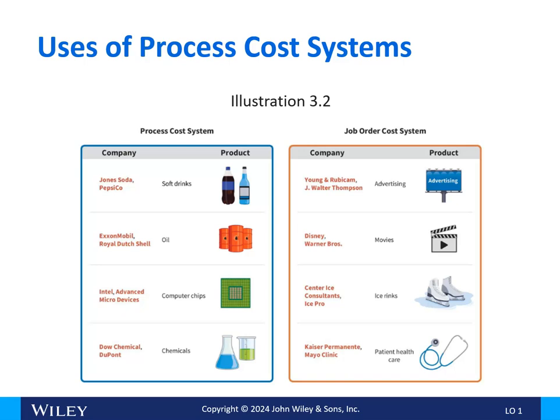And then on the left, some examples of products that are better used under a process cost system. So soft drinks, oil, computer chips, chemicals, where it's kind of a homogeneous output and you can't differentiate the final product one from another.